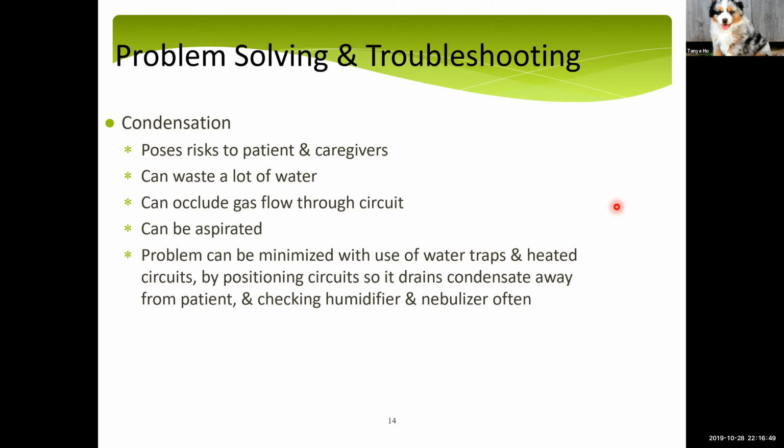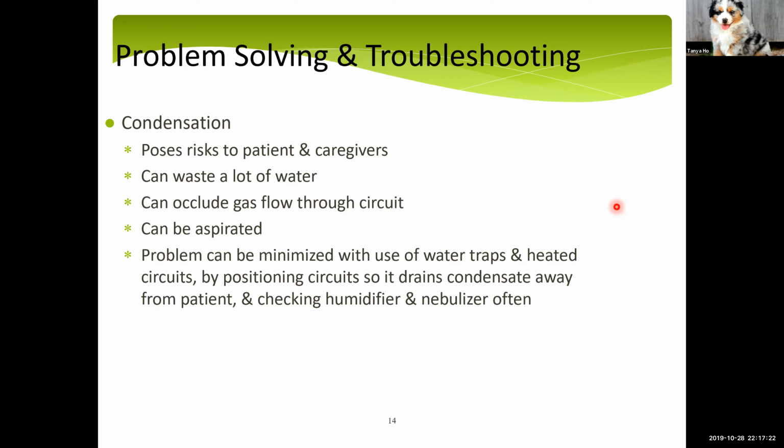By having a heated circuit, meaning you have little heated wires that add heat all along the circuit, it keeps the water in the gas phase, and so you prevent the rain out and the condensation, because the whole system is now heated instead. So that helps a lot as well. Again, you can see the problems can be minimized with the use of water traps and heated circuits, and positioning circuits so that if there is condensation occurring, it occurs away from the patient.